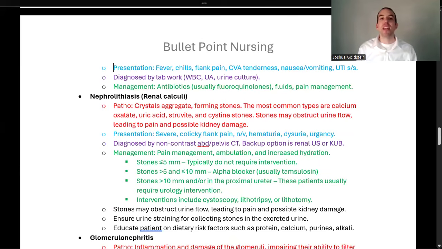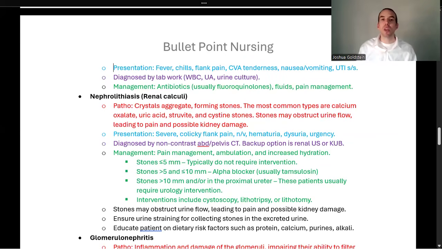Moving on, nephrolithiasis, which is renal calculi, also known as kidney stones. The pathophysiology here is the crystals aggregate and they form stones. The most common types are calcium oxalate, uric acid, struvite, and cystine stones. I've seen a few textbooks actually break them down into 4 different diagnoses. I'm not going to do that. We're going to lump them all together. I don't think the NCLEX would get too deep into that.